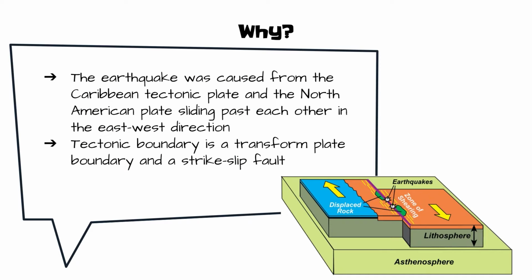And so how did this happen, or why did this happen? So the earthquake was caused by the Caribbean tectonic plate and the North American tectonic plate sliding past each other. And we call this kind of interaction a transform plate boundary. And as you can see in this graphic, it's more specifically called a strike-slip fault. So it's just two plates that are literally sliding past each other, which causes earthquakes in between the two plates.